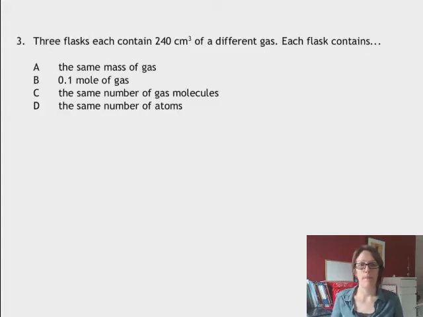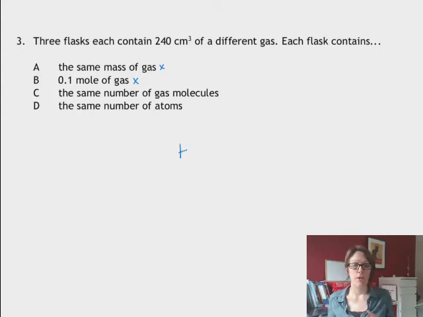C3H8. Number 3, 240 centimetres cubed of a different gas, and they're at room temperature and pressure. So really what you want to do, I definitely know it's not 0.1 moles of gas, but don't leap to those conclusions, because it's very easy to see 240 and try and get that into 24,000. That's actually 0.01. Not the same mass.